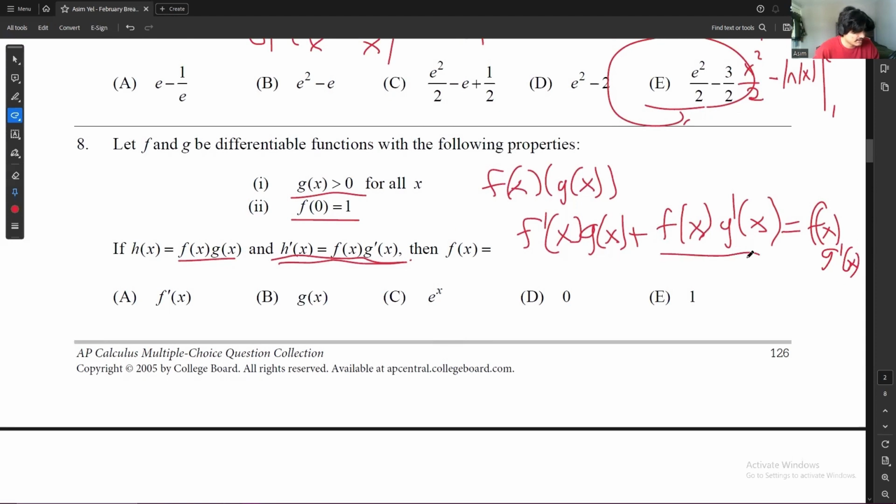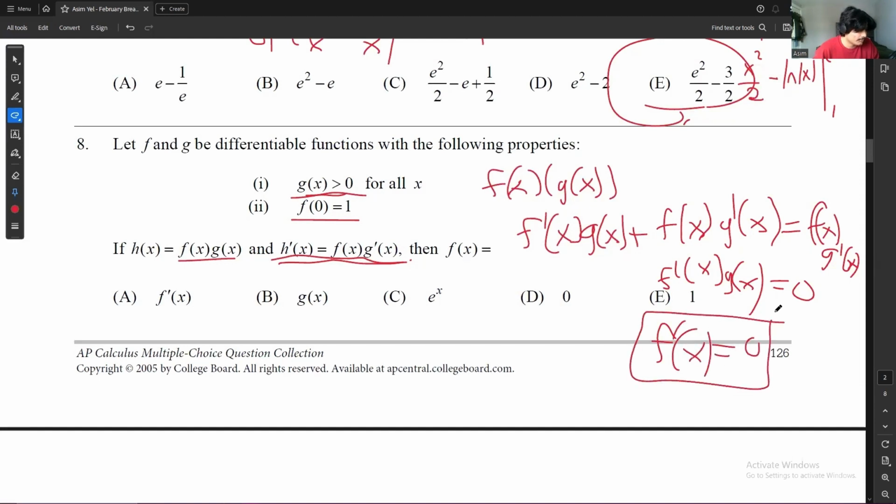So actually, we got this over here, but there's no matching element in this. So if we subtract this from both sides, we get the information that f prime times g of x is equal to 0. Wow. And g of x is greater than 0 for all x values. So in order to make this 0, we have to make sure that f prime of x is equal to 0. So our information is we got f prime is equal to 0, f of 0 equals 1, and g of x is greater than 0.